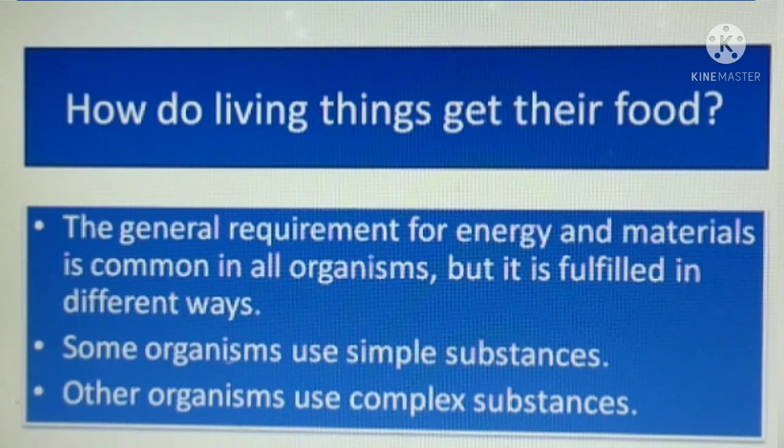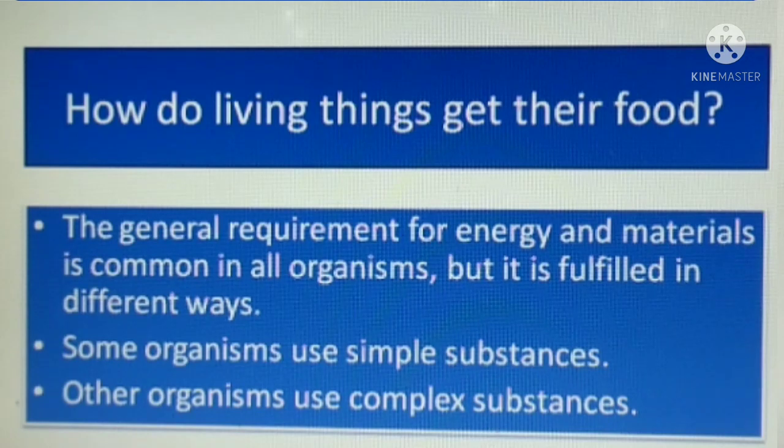For example, some organisms use simple substances, other organisms use complex substances. Some organisms, like unicellular organisms, have a single cell, and that single cell has to perform different functions. So they are taking up simple substances as their food. Other organisms, for example multicellular organisms, what type of food are they consuming? Complex. Why? On their body, multicellular organisms have many cells present. So the many cells have the ability to convert the complex substance into simple substance. That is why they are taking up complex substances.